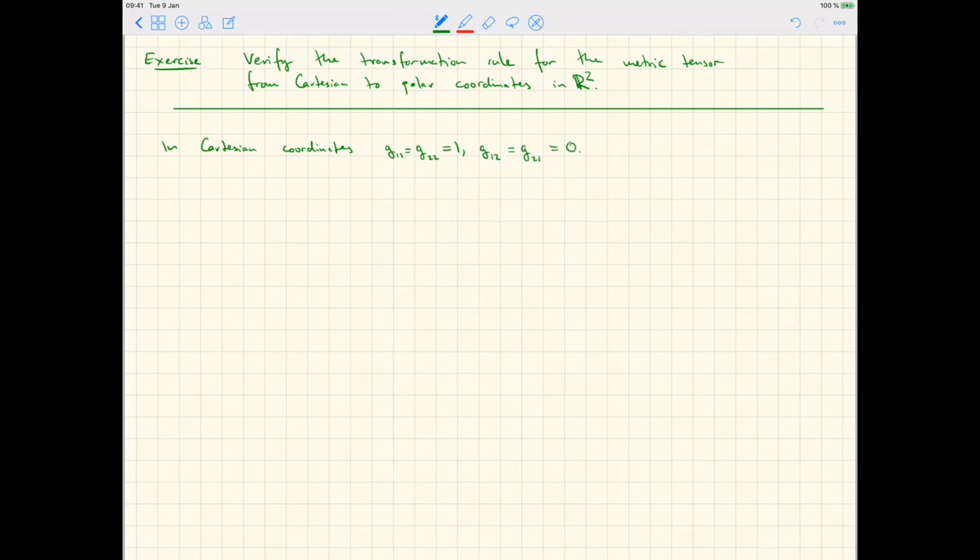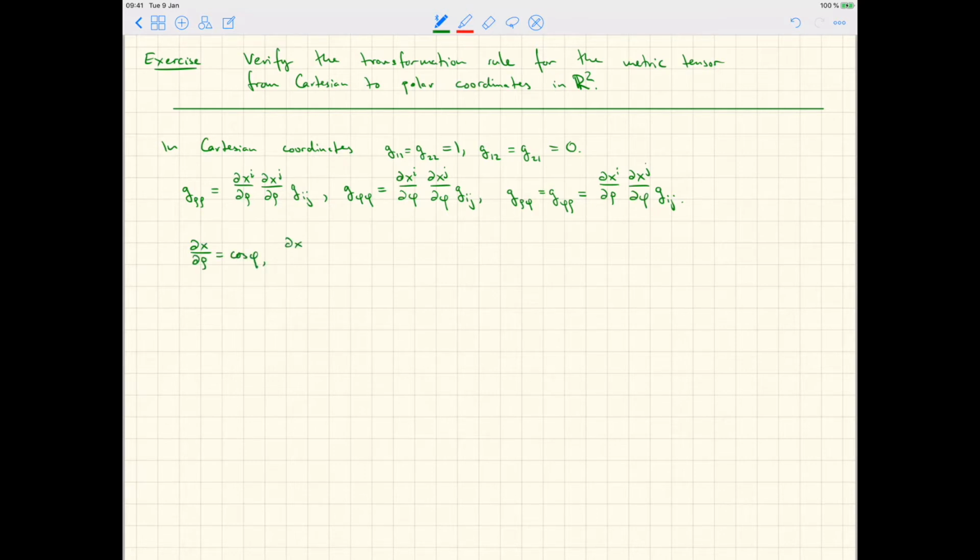In Cartesian coordinates, the metric components are given by g11 equal to g22 equal to 1 and g12 equal to g21 equal to 0. According to the coordinate transformation rule for tensor components, the elements of the metric tensor in polar coordinates should be given by g rho rho equal to dxi d rho dxj d rho multiplied by gij. G phi phi should be given by dxi d phi dxj d phi times gij. And finally, g rho phi by symmetry should be equal to g phi rho and given by dxi d rho dxj d phi gij.